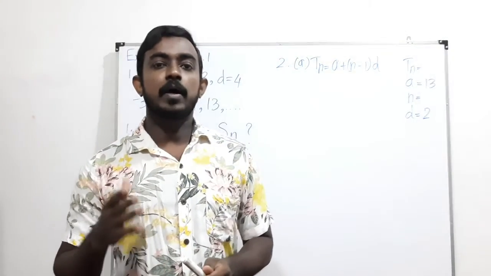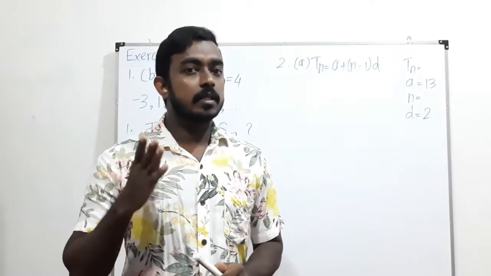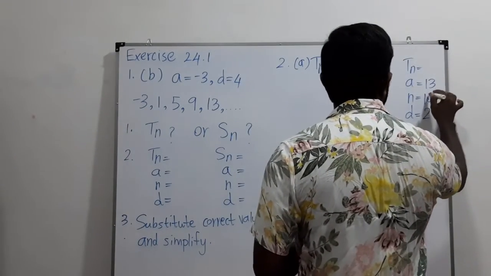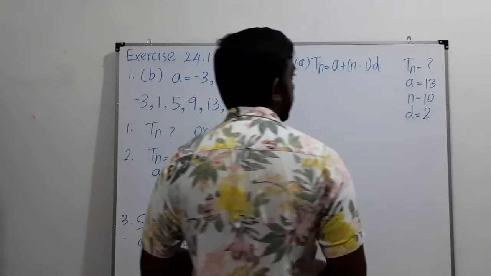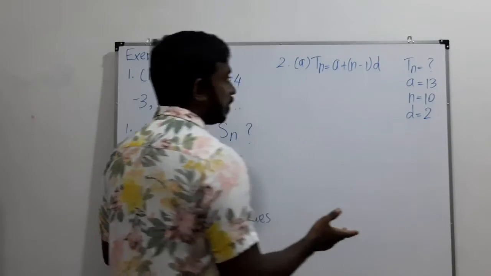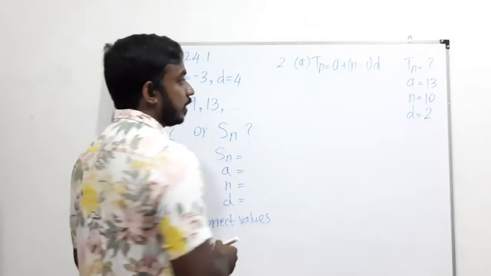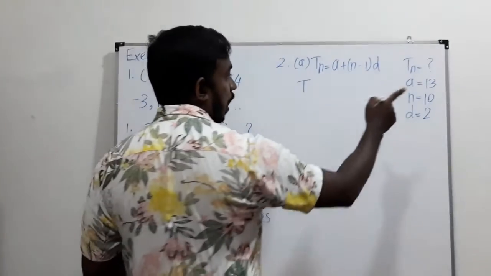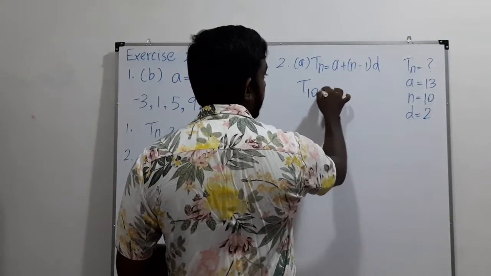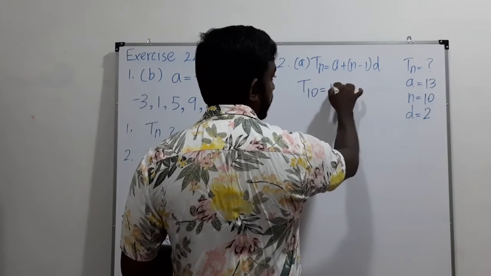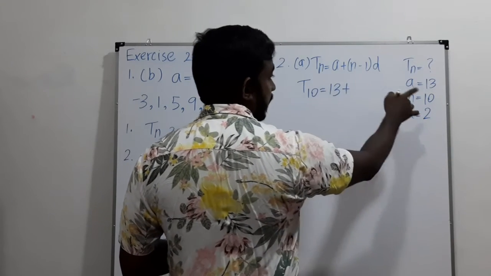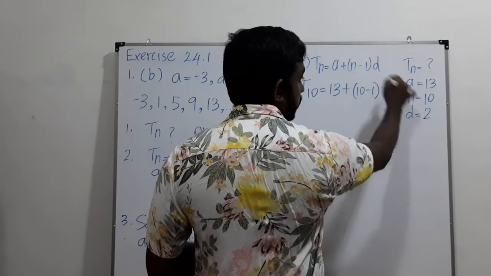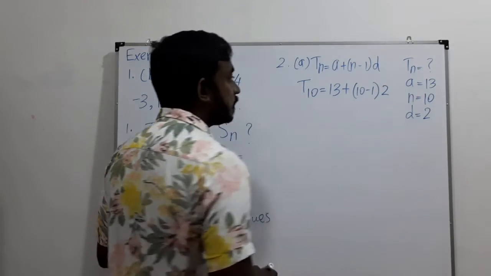Now we want to find out the 10th term, that is n, the place. So therefore, we can write it as 10. Now we want to find Tn. It's easy, my dear children. Now we have to substitute it correctly. So I would write T10, and wherever there is n, I'm going to write 10. a means 13, plus n means 10, within bracket 10 minus 1, d means 2. It's easy.